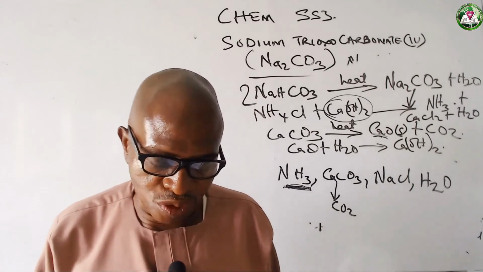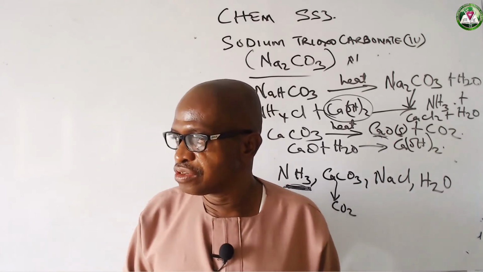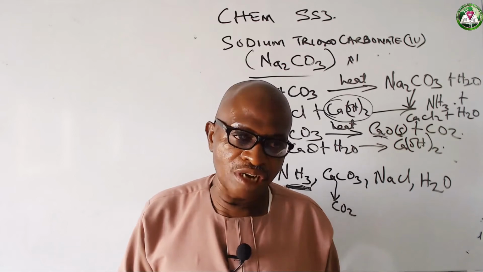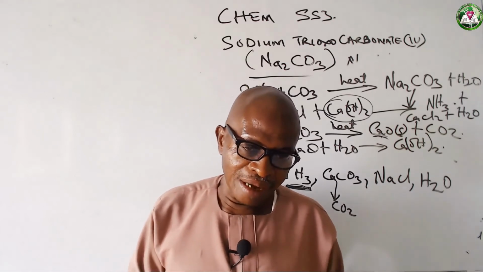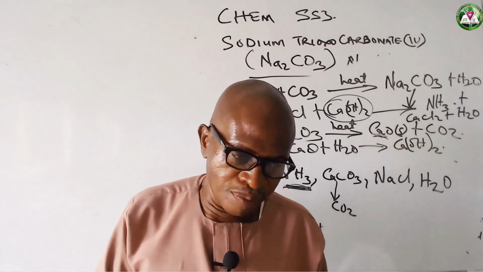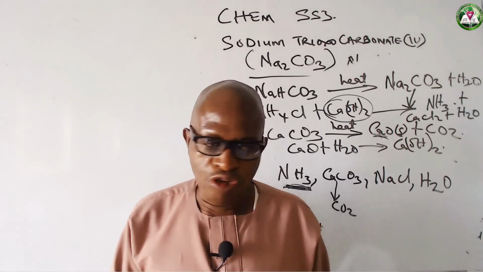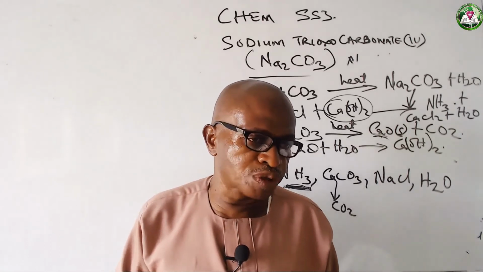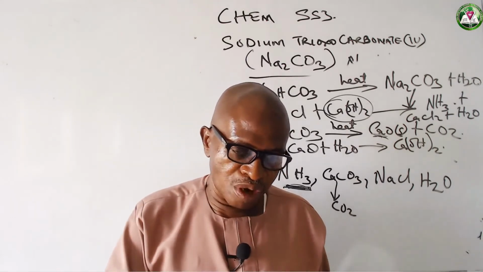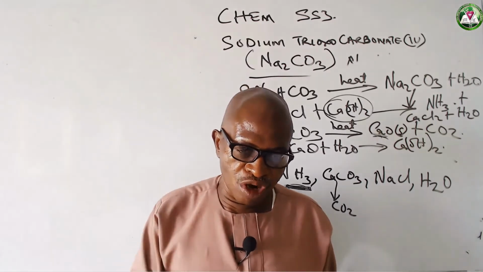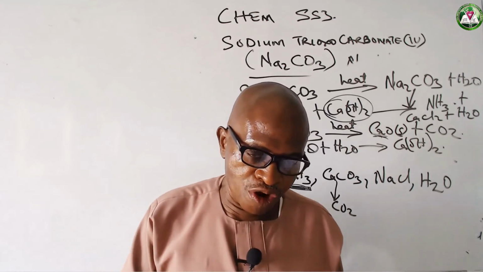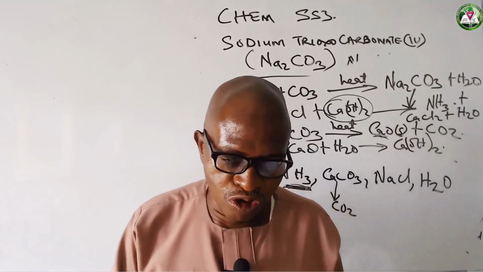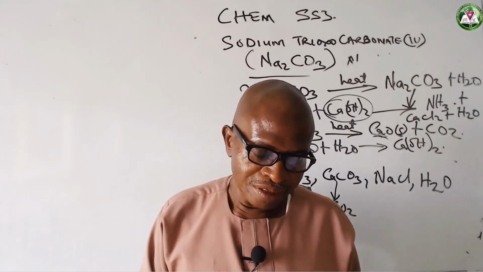Let me recast what I have just said. I said that you produce sodium trioxocarbonate 4 by a reaction in the solvent process. In that process, the raw materials used are ammonia, brine, which is sodium chloride, then CO2 from calcium trioxocarbonate 4. And I said that the ammonium brine comes from the top, while the CO2 comes from below. When they react together, it will produce sodium hydrogen trioxocarbonate 4 and ammonium chloride. And I said that the sodium hydrogen trioxocarbonate 4, when you heat it, will produce your sodium trioxocarbonate 4 and water.